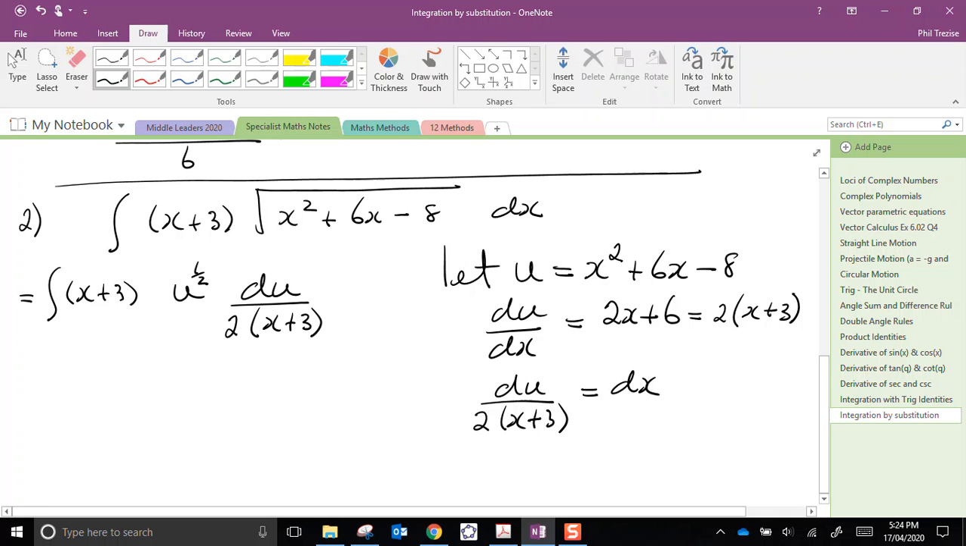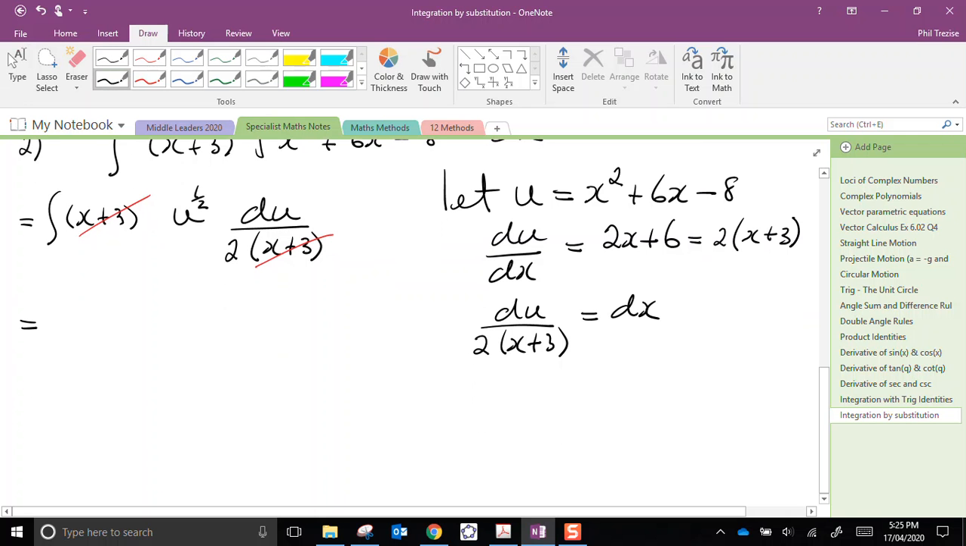times x plus 3. Now you'll know that it's working at this stage if the other part of the expression that contained the variable x cancels out. If that doesn't happen, you've probably chosen the wrong substitute, and it's probably worth going back and having a second try. So I have this factor of a half, and then I have the integral of u to the power half du. That's a pretty straightforward integral. So increase this power by 1, it becomes 3 over 2. Divide by the new power of 3 over 2 and add a constant of integration.